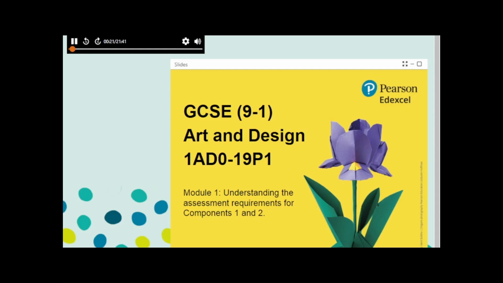The training is broken down into 4 modules, of which modules 1 to 3 can be completed in your own time, and you can visit them as many times as you need. The structure of the modules is based around the principles we use when training our moderators. The 4 modules are as follows. Module 1, Understanding the Assessment Requirements for Component 1 and 2. Module 2, Applying the Assessment Grids for Components 1 and 2. Module 3, Understanding the marks given for each portfolio in Module 2. Module 4, a live Q&A session.